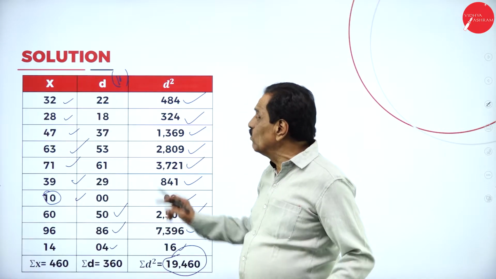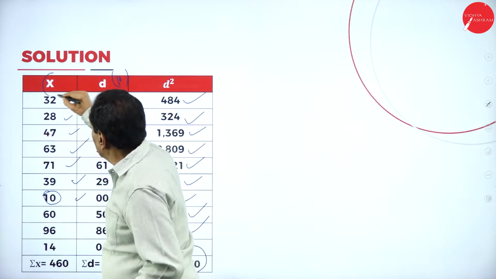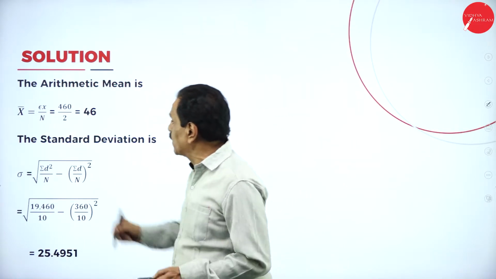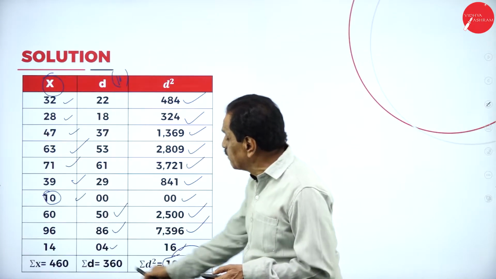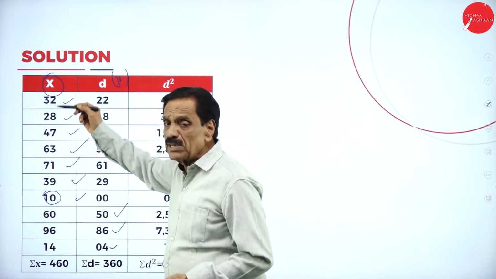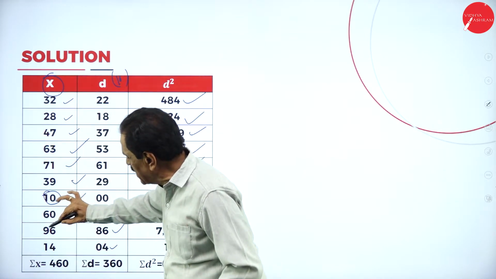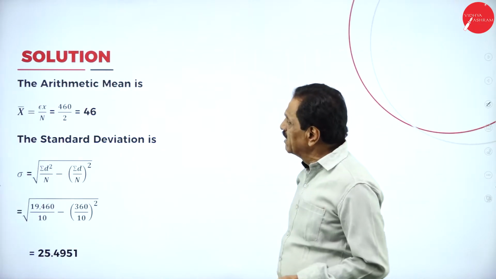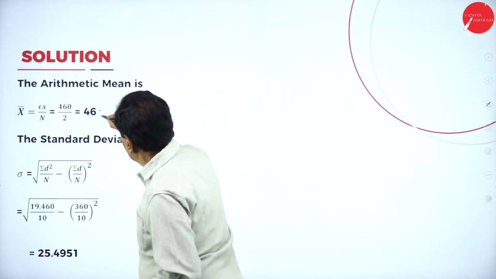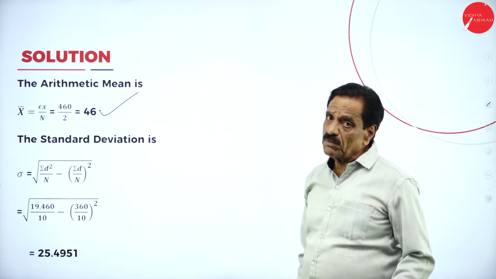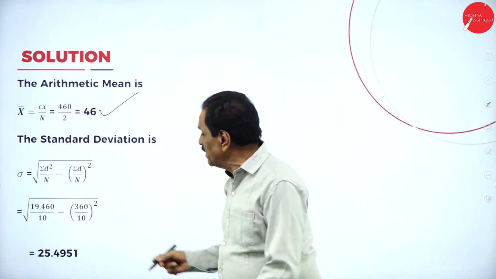We are doing whose? Player X we are doing. So mean is equal to sigma x over n. What is the total of sigma x? 460. How many items are there? 1, 2, 3, 4, 5, 6, 7, 8, 9, 10. Divided by 10. So 460 divided by 10 is 46. This is your mean. Then go with the standard deviation.